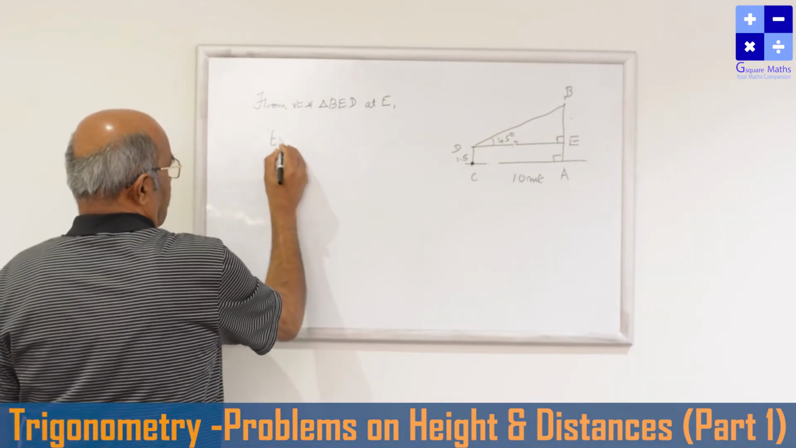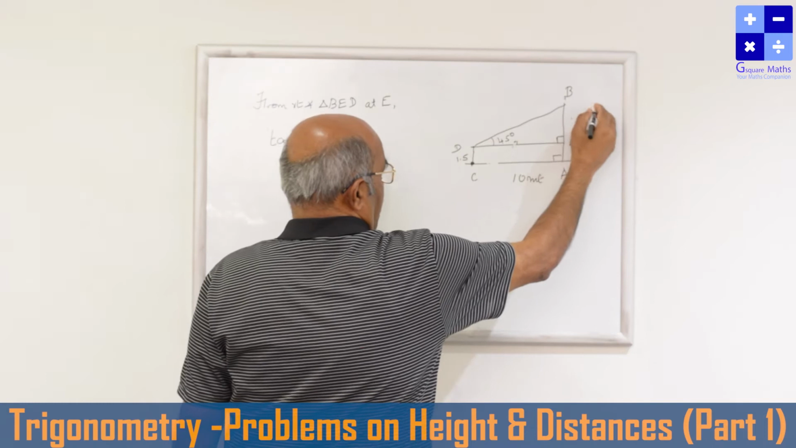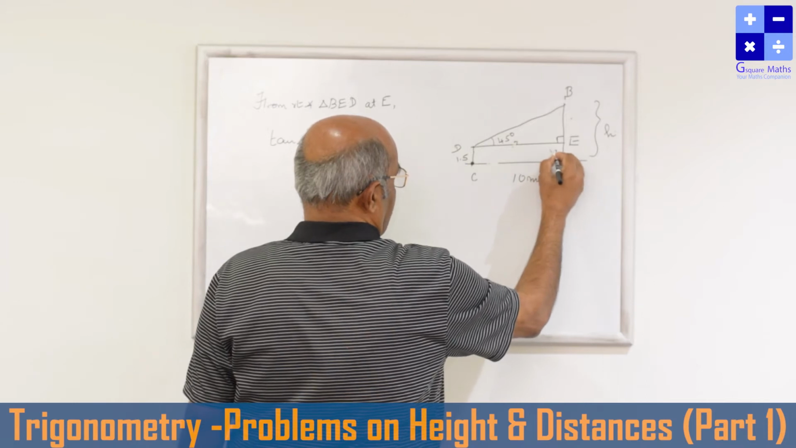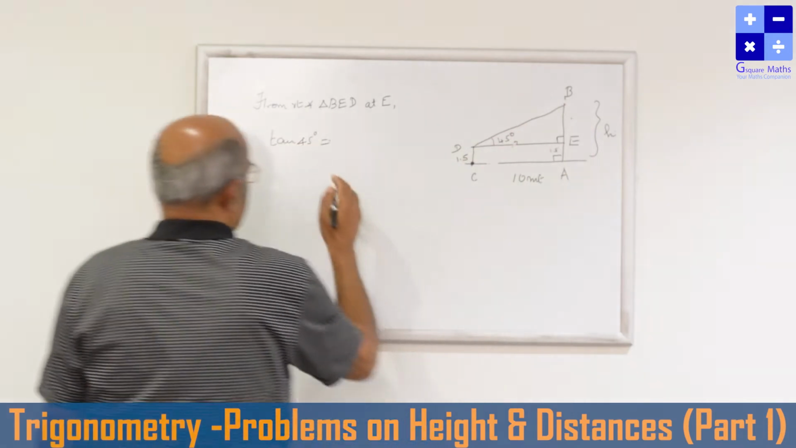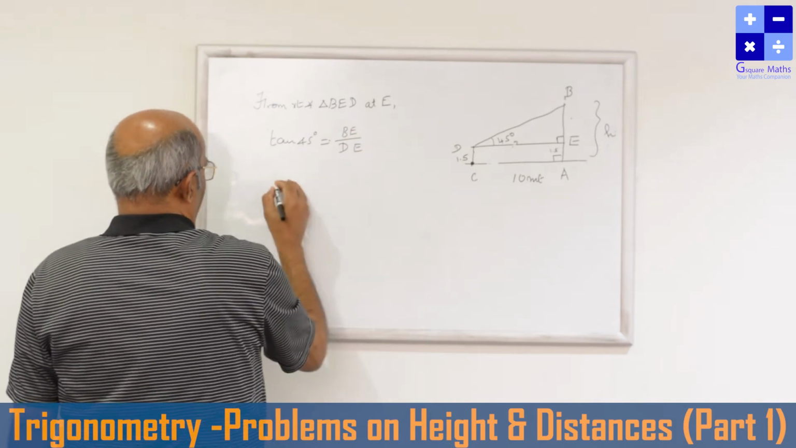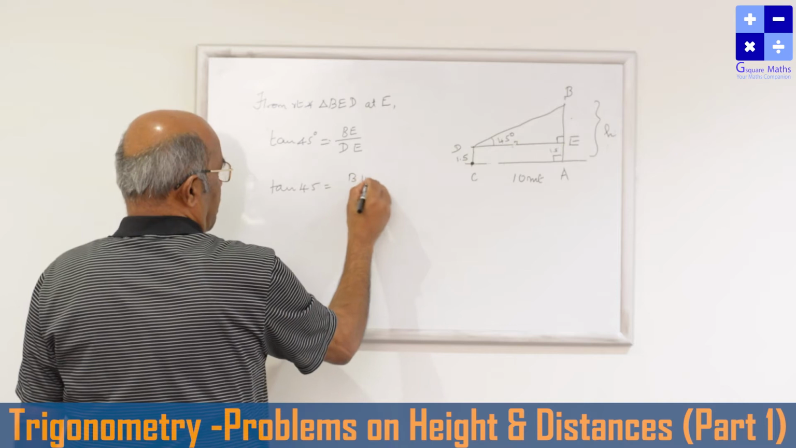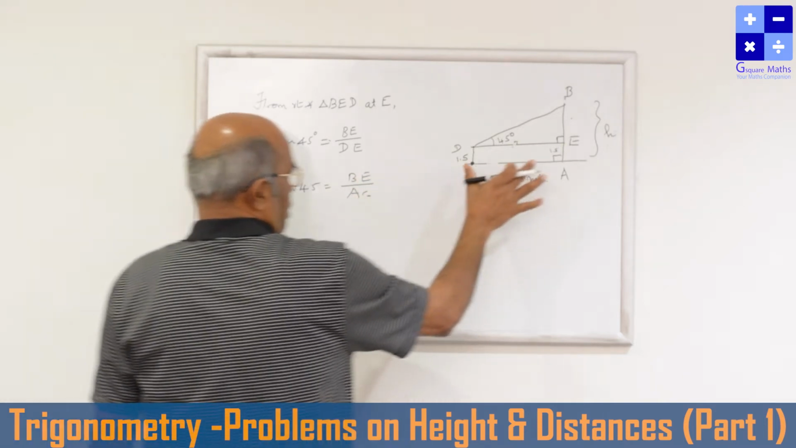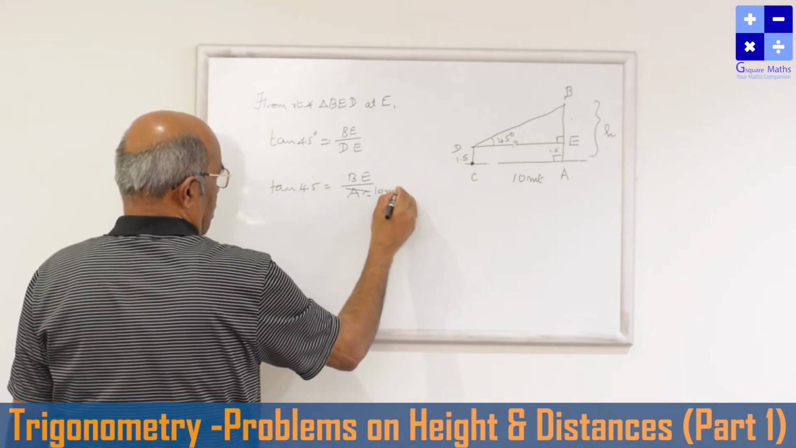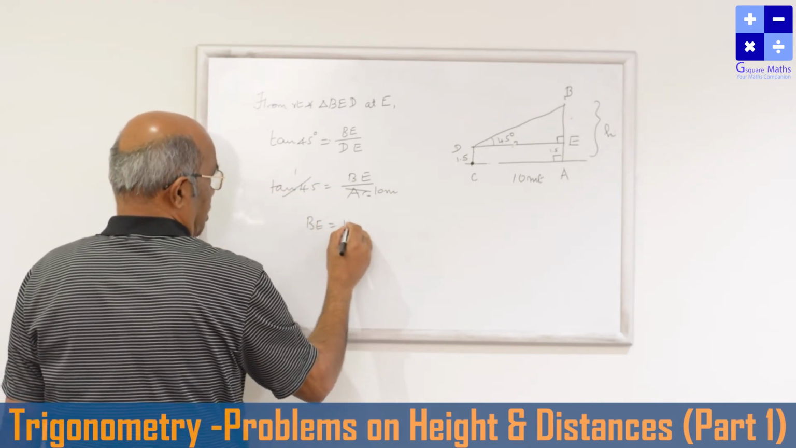So what is tan 45? The height of the tower is what we have to find out. And this is 1.5, so this is also 1.5. So from the right angle triangle, tan 45 is equal to BE by DE. DE is nothing but AC, which is given as 10 meters. We know tan 45 is 1. Therefore, BE is equal to 10 meters.